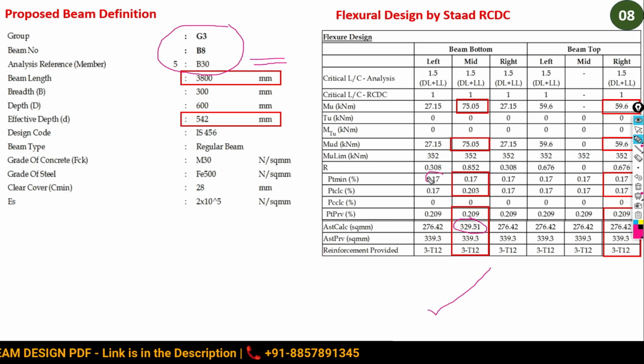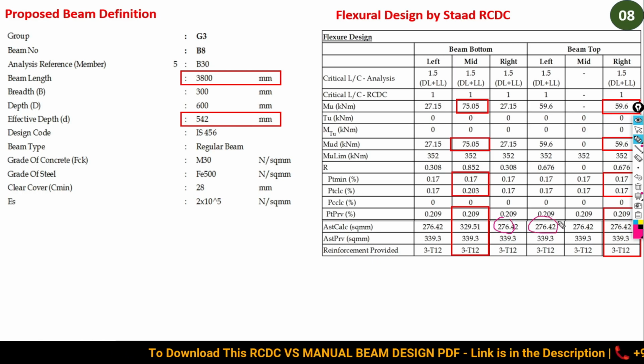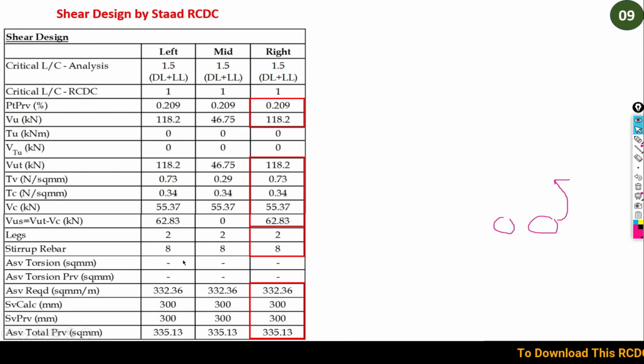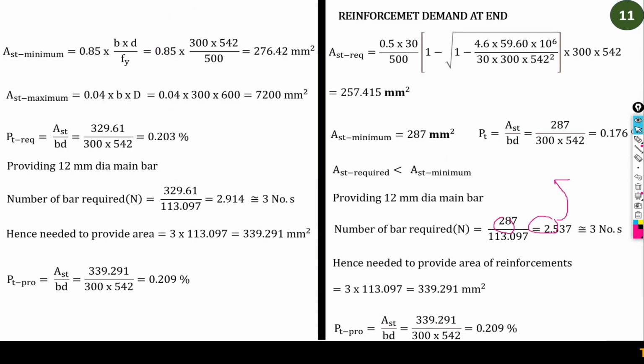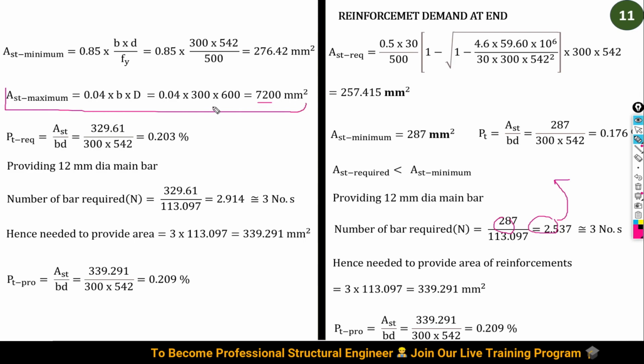In respect of this percentage, the software has calculated the area 276. It is 276 in respect of this minimum percentage of reinforcement. So we also have calculated the correct value, 276. So this is also matching. ST maximum is 4% of your overall section size, 7200. Right now it is not being used here, let it be as it is.